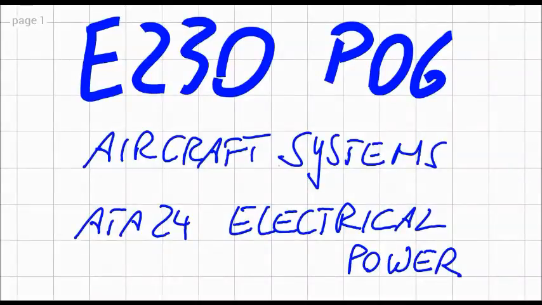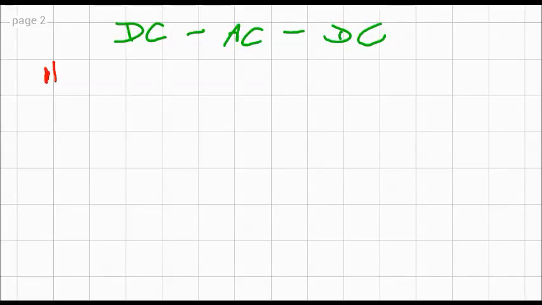Let's think about this. We have DC, we go to AC, and we come back to DC. You will see why. Remember, in the last round we talked about a battery supplying electricity to a battery bus. Like this.